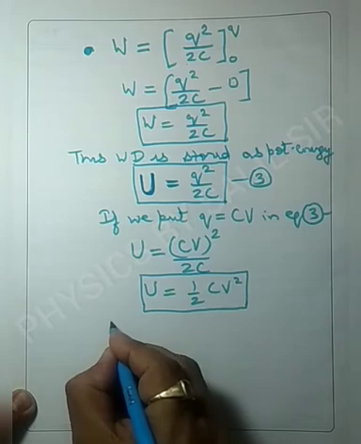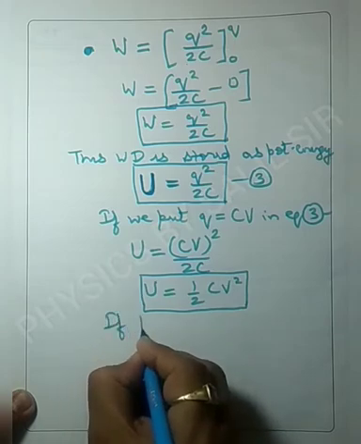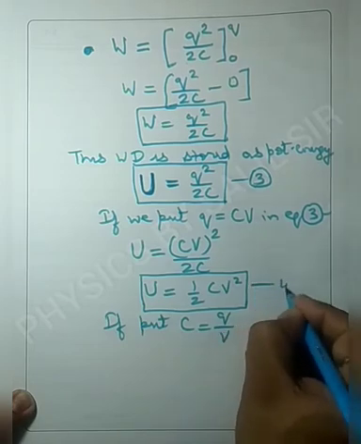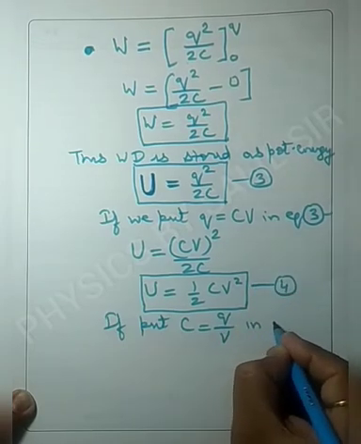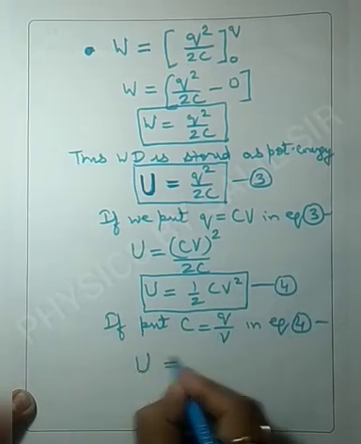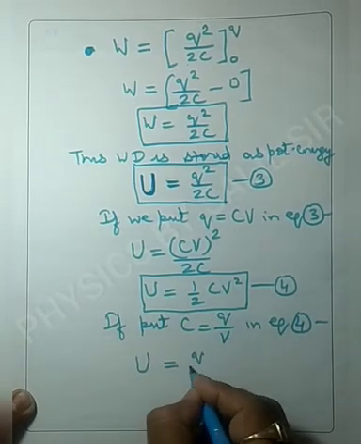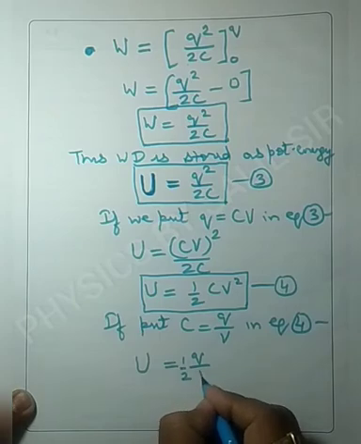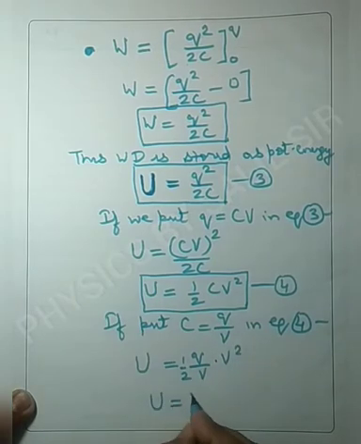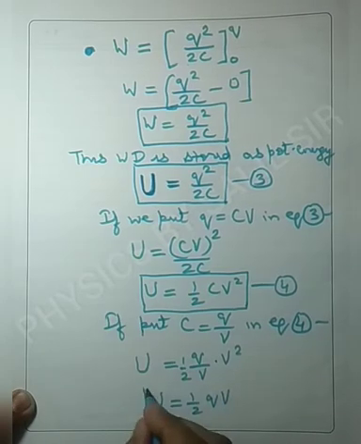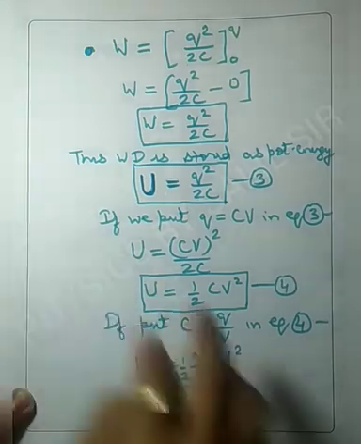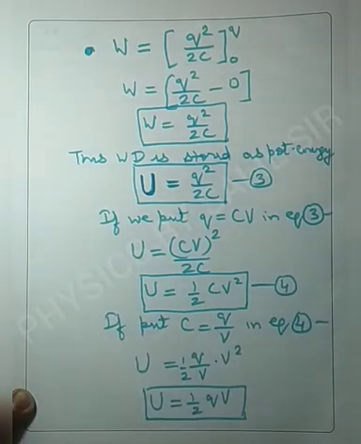And again, if we put C is equal to Q upon V in equation number 4, in place of C we put Q upon V, so half Q upon V into V square. So we will get U is equal to half QV. This is the third expression of the potential energy stored in the capacitor.